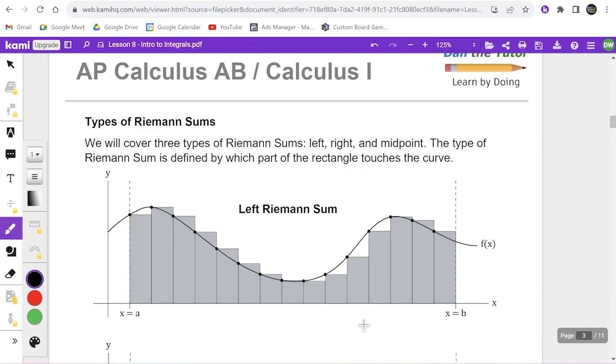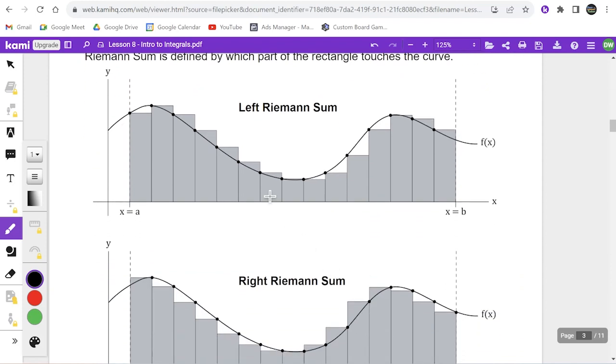So anyways, as I promised, there are 3 kinds of Riemann sums we're going to be looking at today. The first is the left Riemann sum that I mentioned earlier.